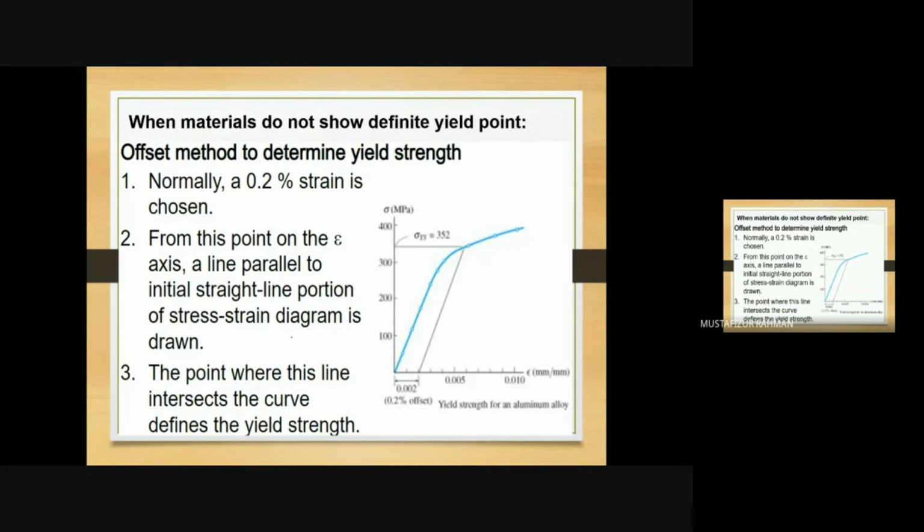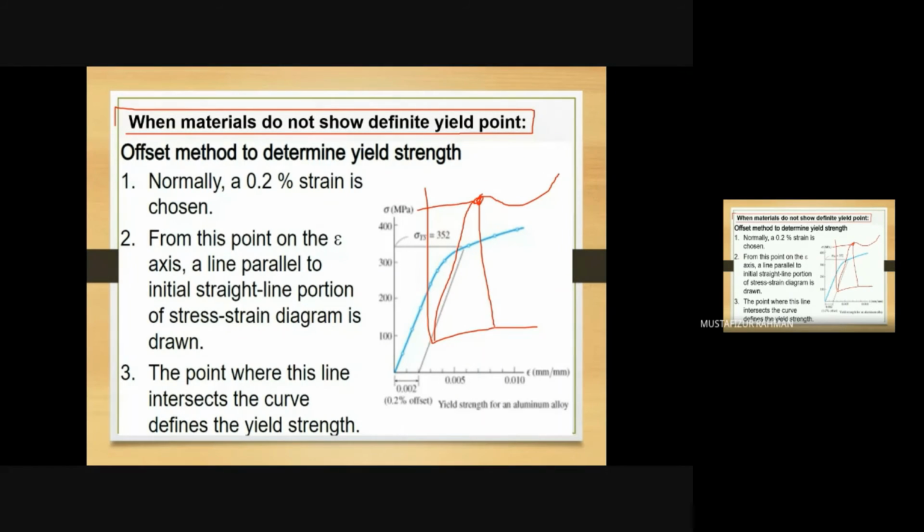Then another important thing is that certain materials have a definite yield point, while some other materials may not have that definite yield point. If there is a curve like this, we know that this is the yield point. This is where the material starts to elongate quickly and yielding occurs, its resistance decreasing suddenly. That is a definite yield point.